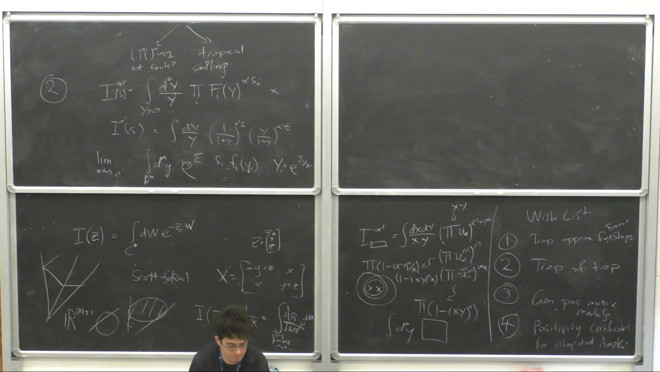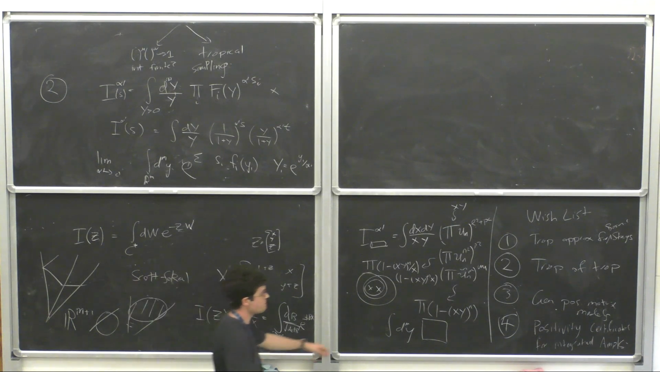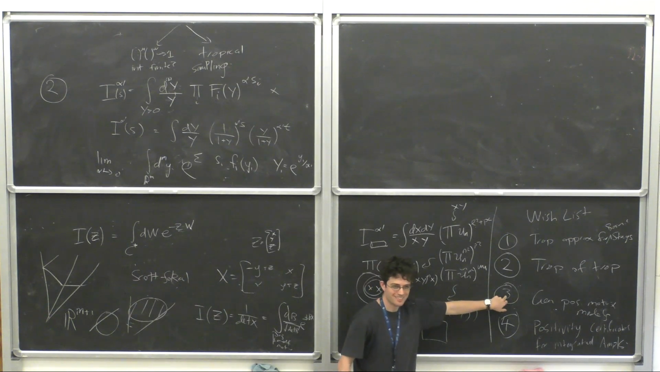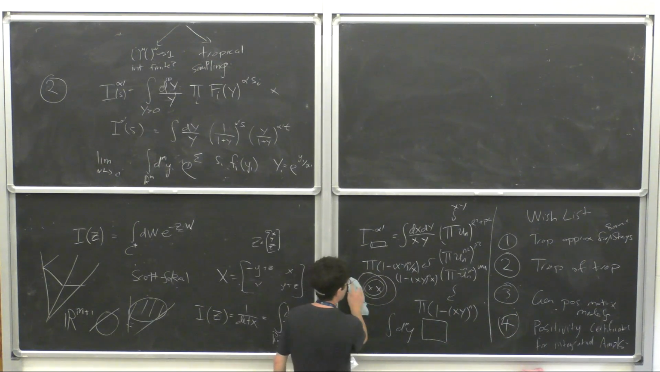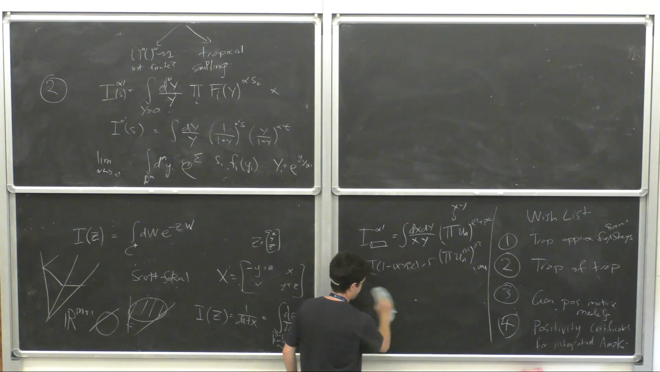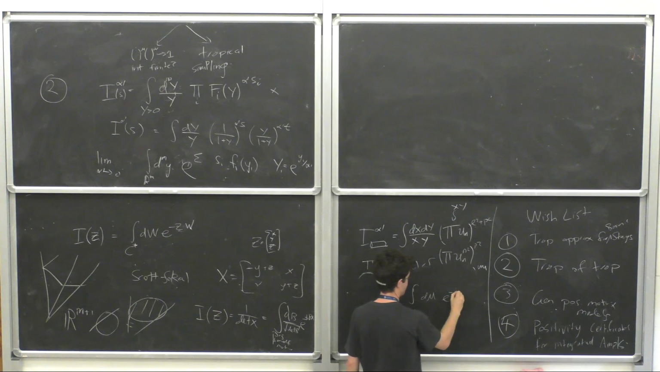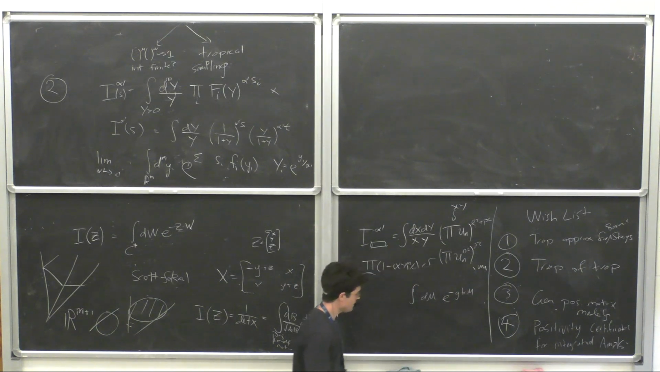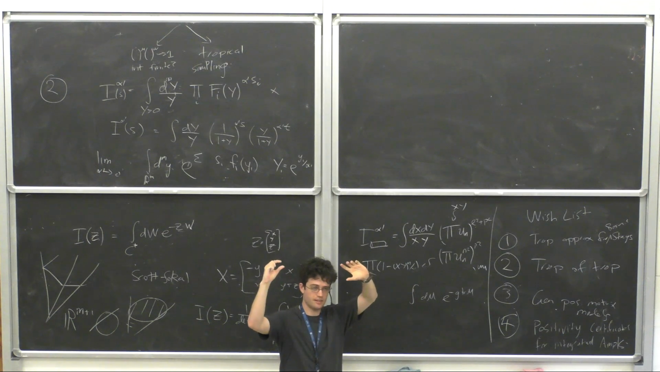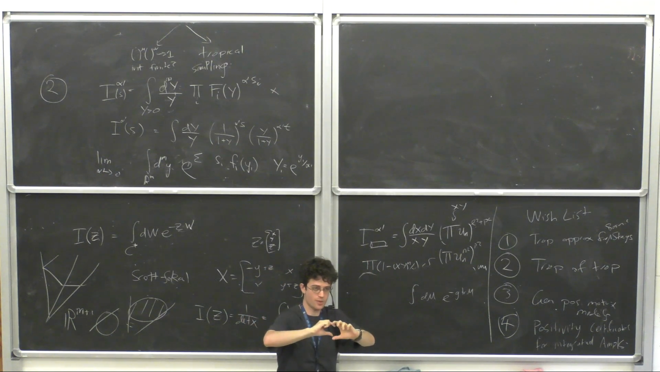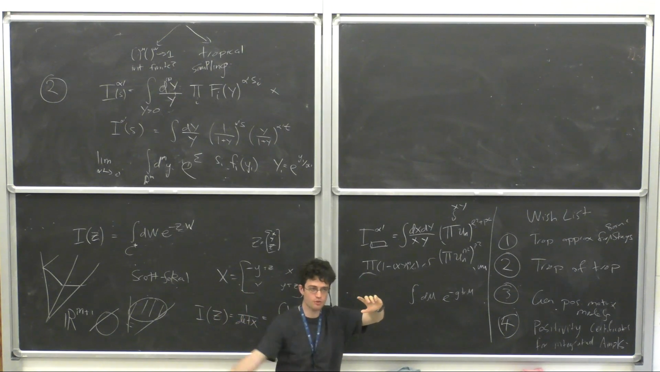So the point is, well, that's why I put it on the list. If you think about computing something like the integral dM of e to the minus g trace M, what you end up doing is you count loops, ribbon loops.